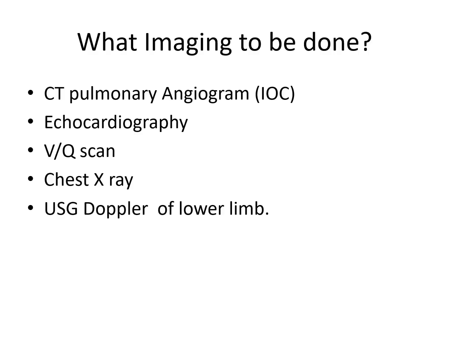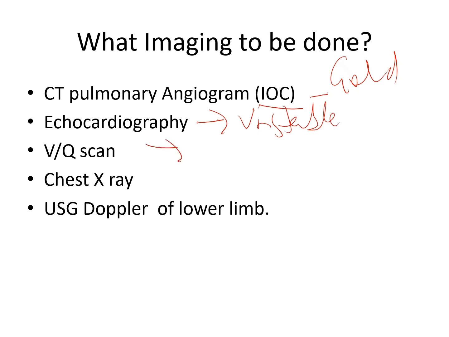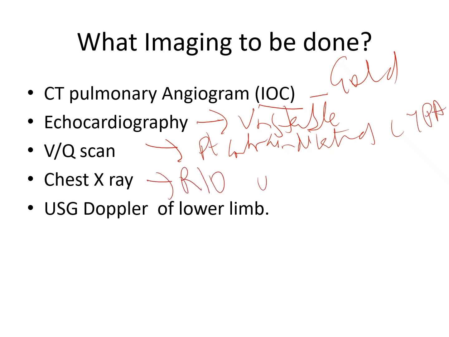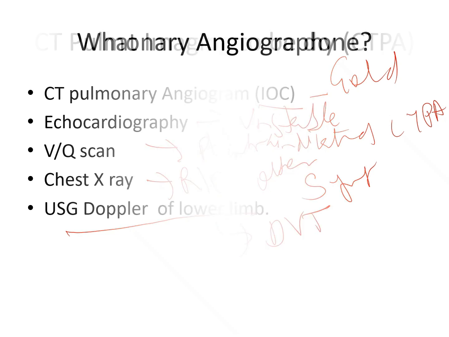The imaging modalities used for the diagnosis of pulmonary embolism: the CT pulmonary angiogram is the investigation of choice and the gold standard. Echocardiography is done in unstable patients. Ventilation perfusion scan is done in patients contraindicated for CTPA. Chest X-ray is done to rule out other causes of symptoms, and USG Doppler of the lower limb is done to rule out the DVT.